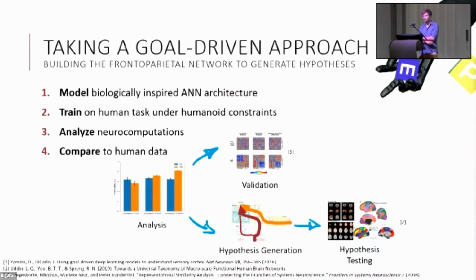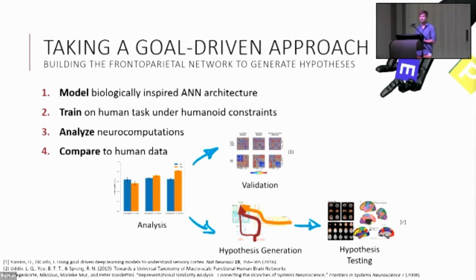First of all, when doing goal-driven modeling, it doesn't really matter in what domain you are. We are doing this in sensorimotor systems, but there's a lot of work on the visual system as well. What you always do is start by building an architecture on a macro scale, including all the areas that you would like to include in the function that you are trying to model, and then building biologically inspired pathways through them. What you're not doing is setting the connection strength between the separate neurons within these regions. Instead, we are training this model because it is an artificial neural network, in our case a recurrent convolutional neural network. We are training this on a human task, one that is ecologically valid and under humanoid constraints.